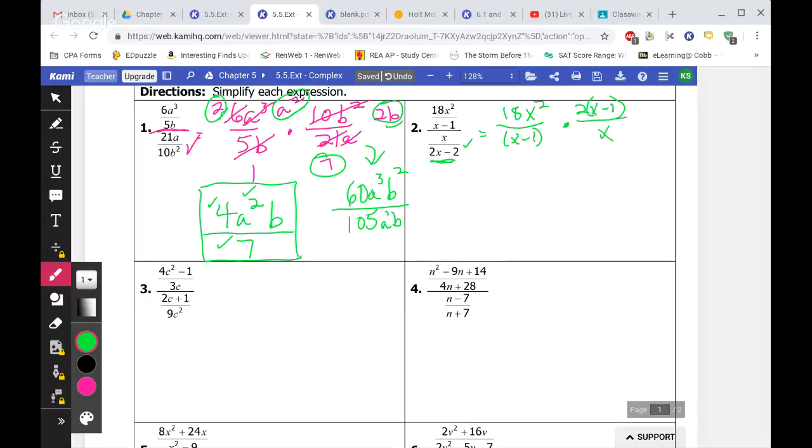So I want to take a look at this and see if there's anything I can cancel. And I see the x minus 1s can cancel. And I know that there is an x left in x squared. And so now I have an 18x times 2 at the top. That's going to be 36x. And I have only a 1 at the bottom. And 36x over 1 is really 36x.